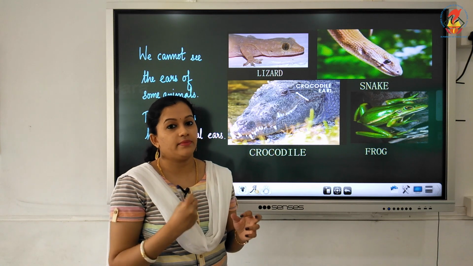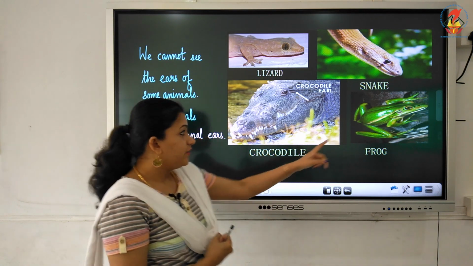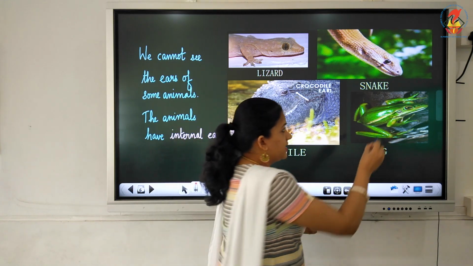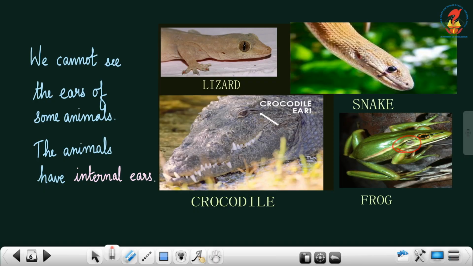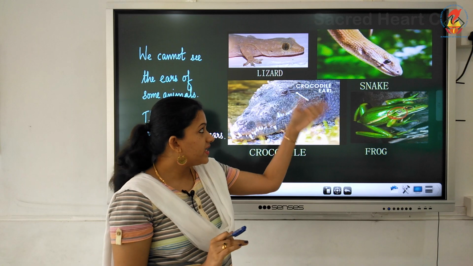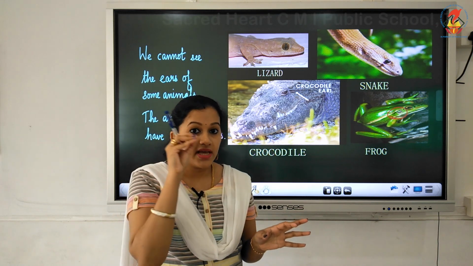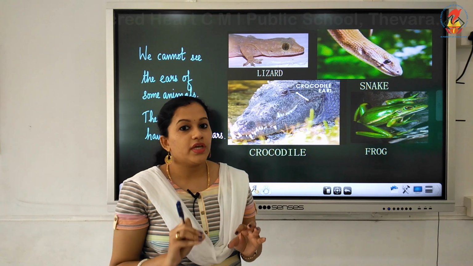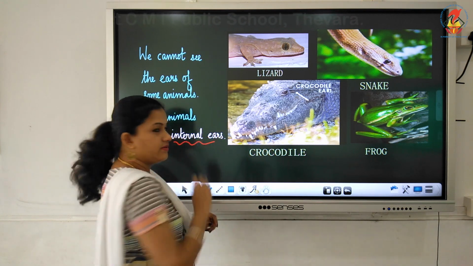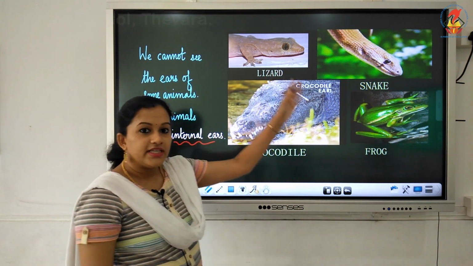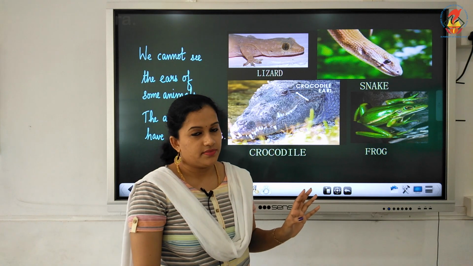Okay, it senses vibrations. Then in a frog also you can't see the ear. But the thing is, it has an ear. The ear is covered by a layer of skin. That's why you cannot see its ear. Okay. So all these animals do not have external ears. Their ears are placed inside their head. So we call it internal ear. Okay, internal ear. So these animals have internal ears.